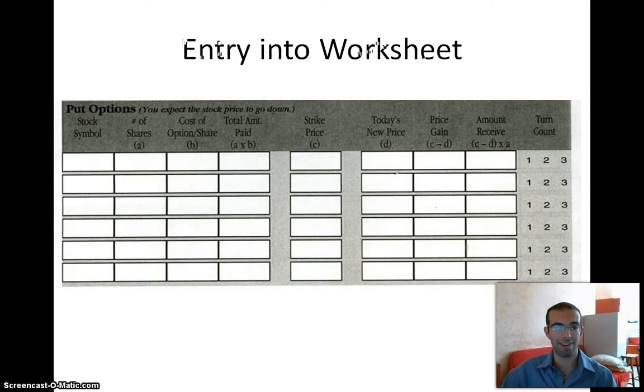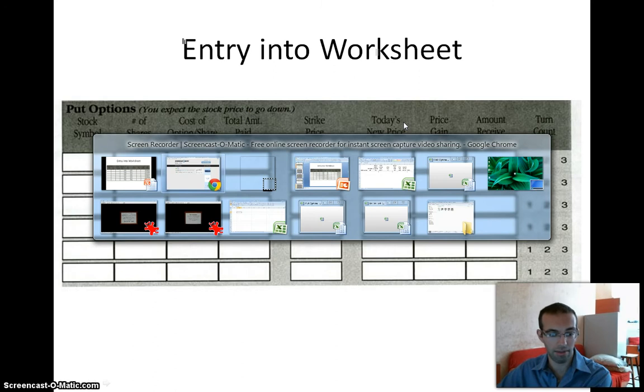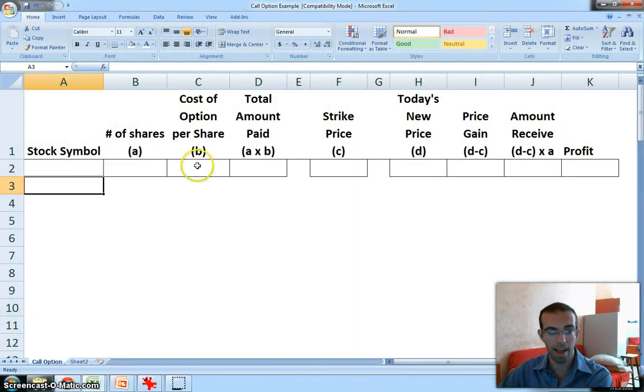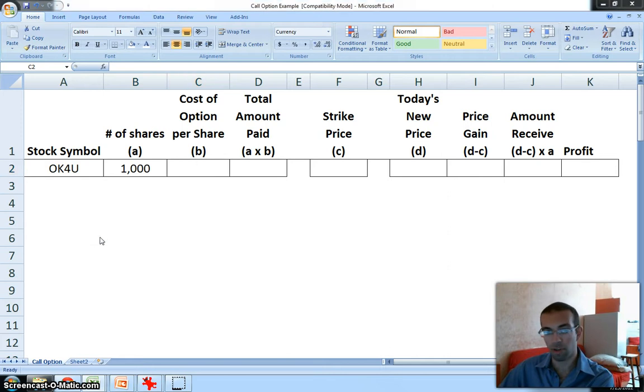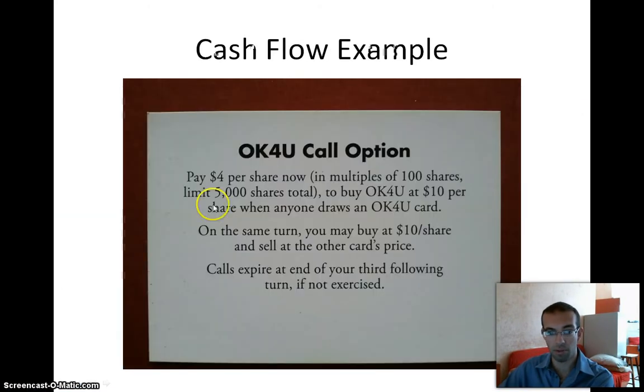Okay, we're going to enter this into the Cashflow 202 board game worksheet. This is what it looks like. For options, you would put in your stock symbol, the number of shares, the cost per option, the total amount paid, the strike price, and then all these other data right here. I'm going to put this into an Excel format here, and we're going to go through this exercise together. So the stock symbol is OK for you. Let's purchase 1,000 shares.